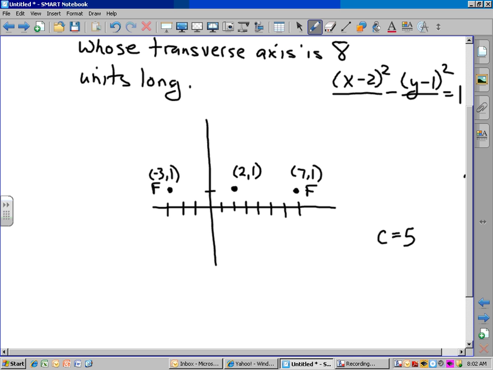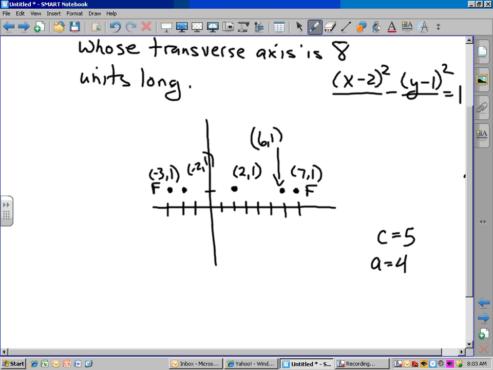Transverse axis length is 8. That means from the center out to the right and left is 8. 1, 2, 3, 4. 1, 2, 3, 4. Those points are going to be what? Yep, vertices. Negative 2, 1, and 6, 1. We know our vertices, and now we know what a is. A equals what? A equals 4.